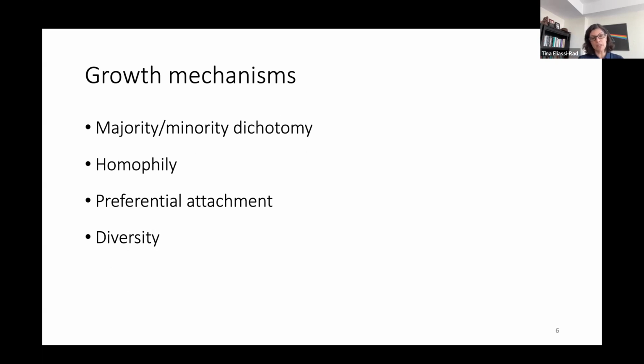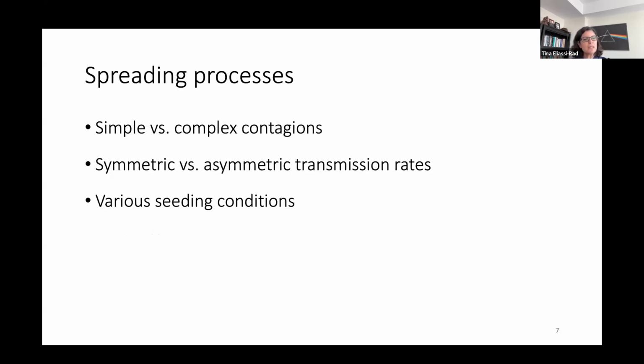Homophily, which I talked about already, which is birds of a feather flock together, preferential attachment, the rich get richer, and diversity. Diversity, you can think of it as how far away am I from segregation, right? How many, for example, links do I have between the majority class and the minority class? And then there are these spreading processes, and we're going to look at three particular properties of these spreading processes.